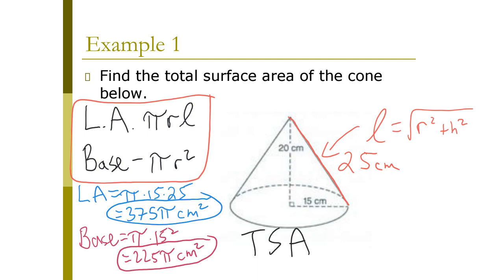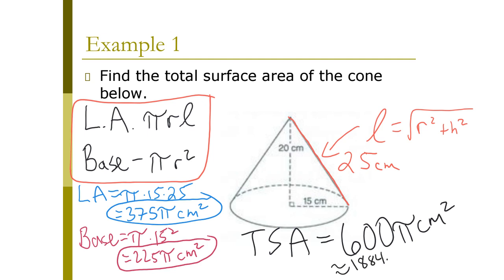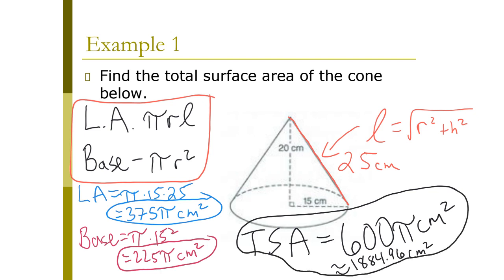I'm going to end up getting my total surface area of 600 pi centimeters squared, or I could multiply this out. 600 pi is going to be approximately 1,884.96 centimeters squared if we're doing nearest hundredths. Lovely. That's a wonderful problem.